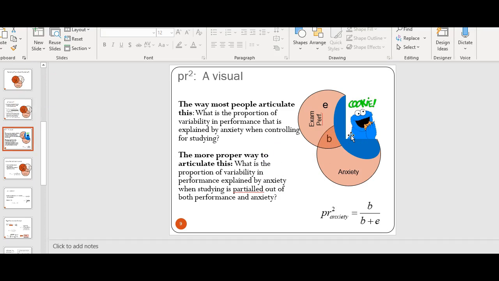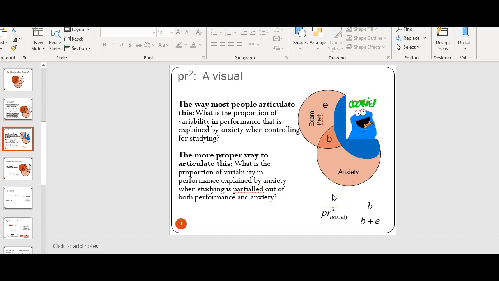And so the way that I've seen most people articulate this in the research is the question that's answered by the partial squared is, what is the proportion of variability in performance that is explained by anxiety when controlling for studying? Now, that is the way that I've seen it articulated, and that is technically correct, but it's not quite as precise, I would say. I think it's more precise and proper to say it's the proportion of variability in performance explained by anxiety when we partial out the control from both the DV and the focal variable, in this case, performance and anxiety.